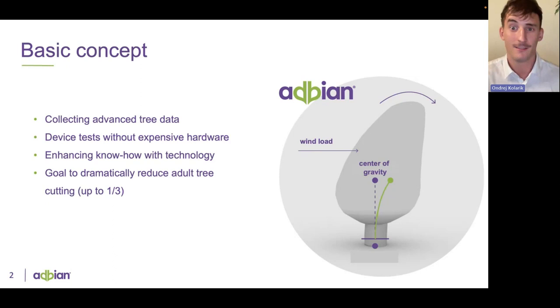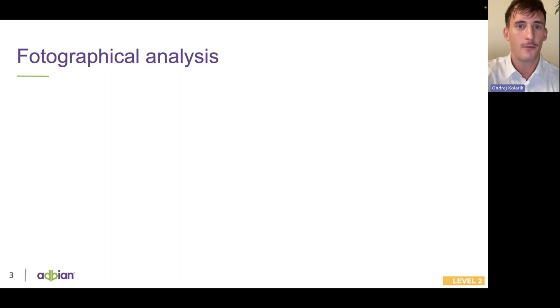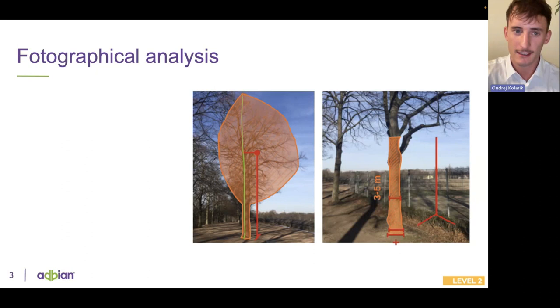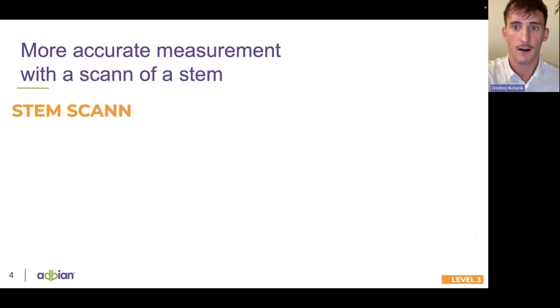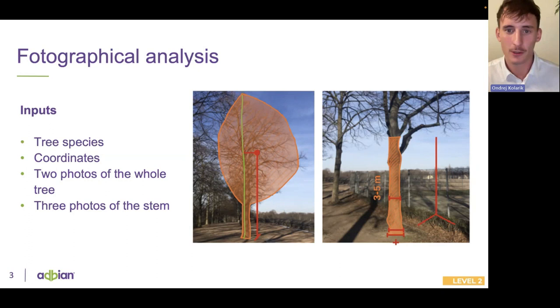We are using three technologies combined to do this. The first of them is photographic analysis. The inputs of the software are two photos of the whole tree and three photos of the stem, with the tree species to give us the data on wood material properties and coordinates to give us the data on the wind zones. With this, we are able to better model the tree, also with calibrated photography. We cannot calculate from all photographs, but as I said, we don't have that much time to go in depth today. So if you are interested in how this all works, I would recommend watching our first webinar recording, which we will be sharing later.